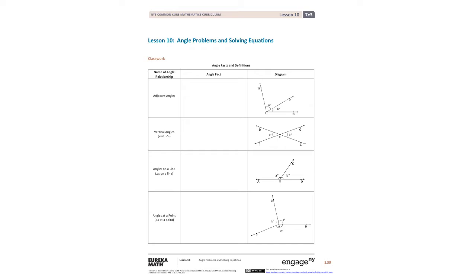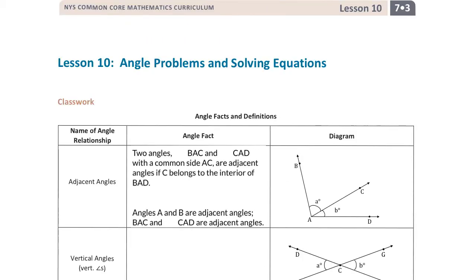Here we're going to recall the definitions of adjacent and vertical angles and the facts regarding angles on a line and angles on a point. If an abbreviation exists, we should include the abbreviation of the angle facts under the name of each relationship. In the angle fact column, we are going to write the definitions and practice the different angle notations when describing the relationship in the angle fact. Let's start with adjacent angles.